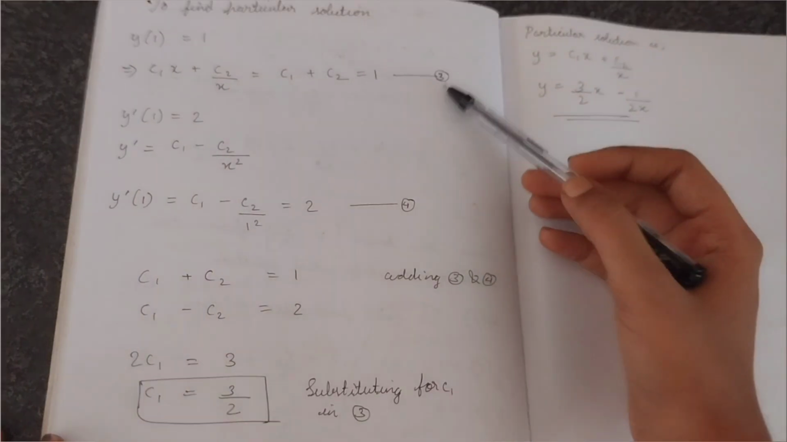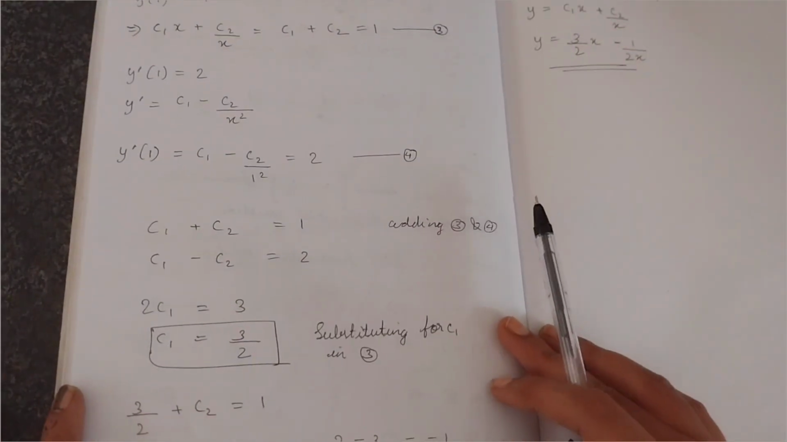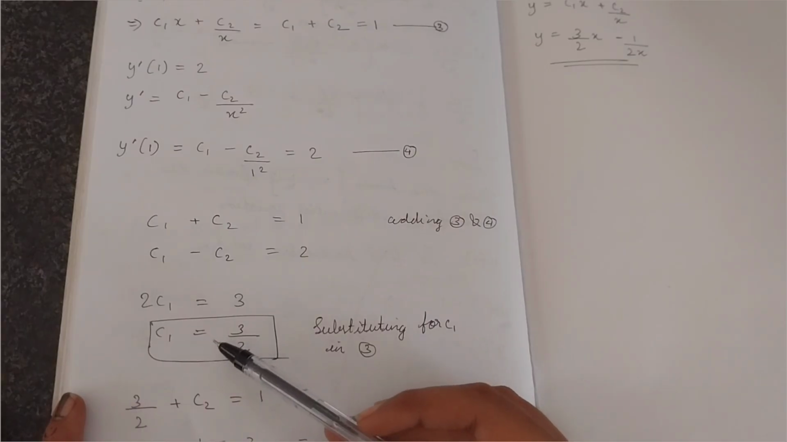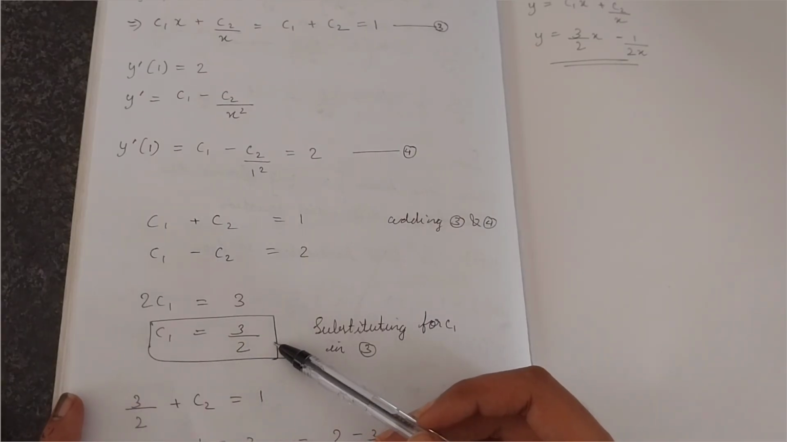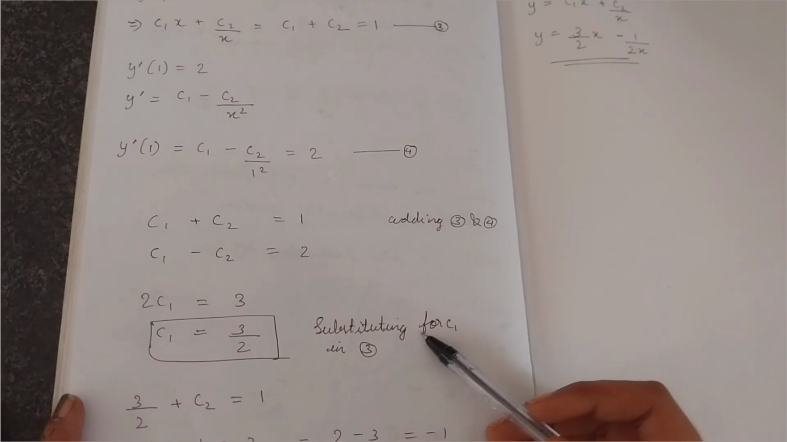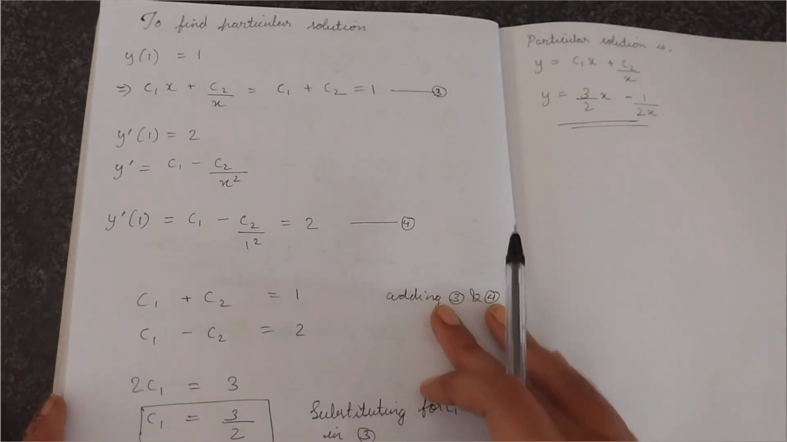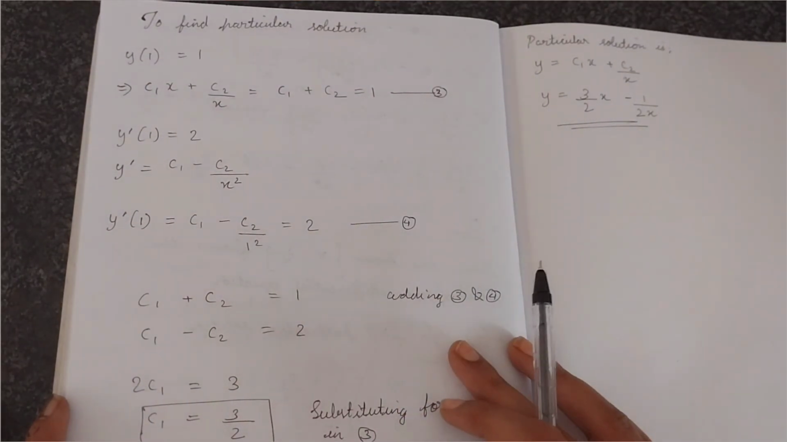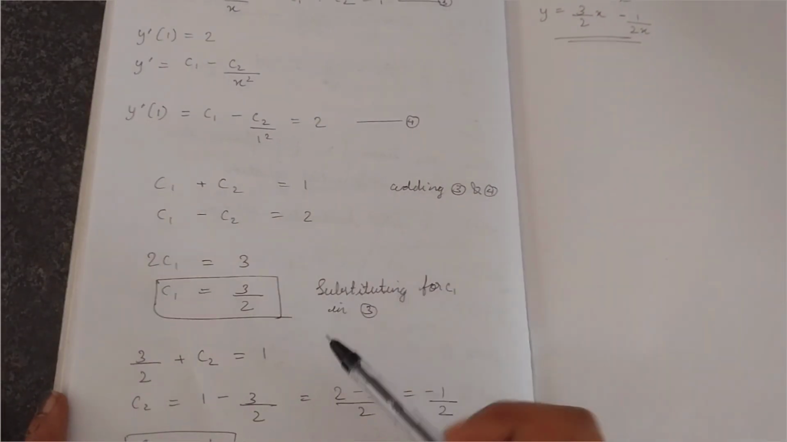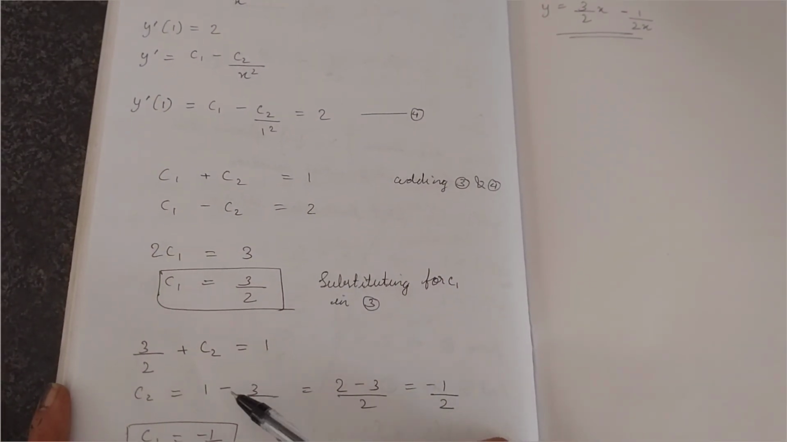Now add these two equations. We will get 2 c1 is equal to 3. So from that we can write c1 is equal to 3 by 2. Now substituting for c1 in equation number 3, we can find the value of c2, and it turns out to be c2 is equal to minus 1 by 2.